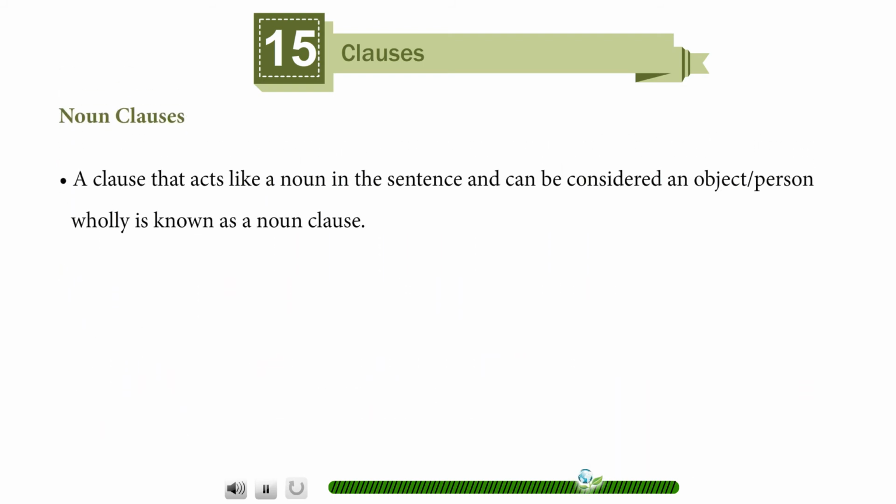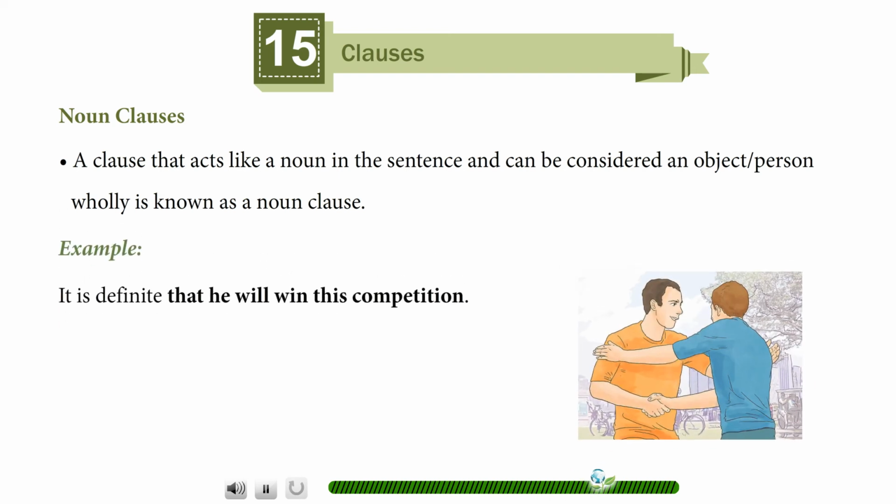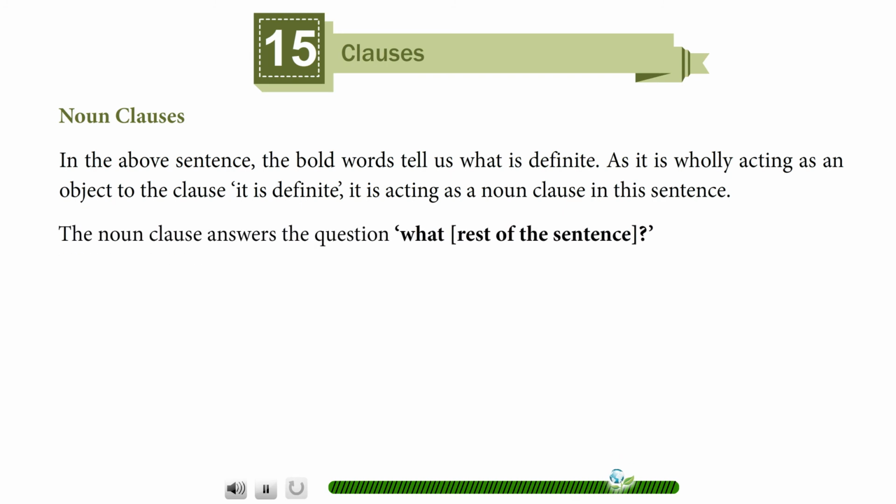Noun clauses. A clause that acts like a noun in the sentence and can be considered as an object or person wholly is known as a noun clause. Example, it is definite that he will win this competition. In the above sentence, the bold words tell us what is definite. As it is wholly acting as an object to the clause it is definite, it is acting as a noun clause in this sentence. The noun clause answers the question what, of the rest of the sentence.